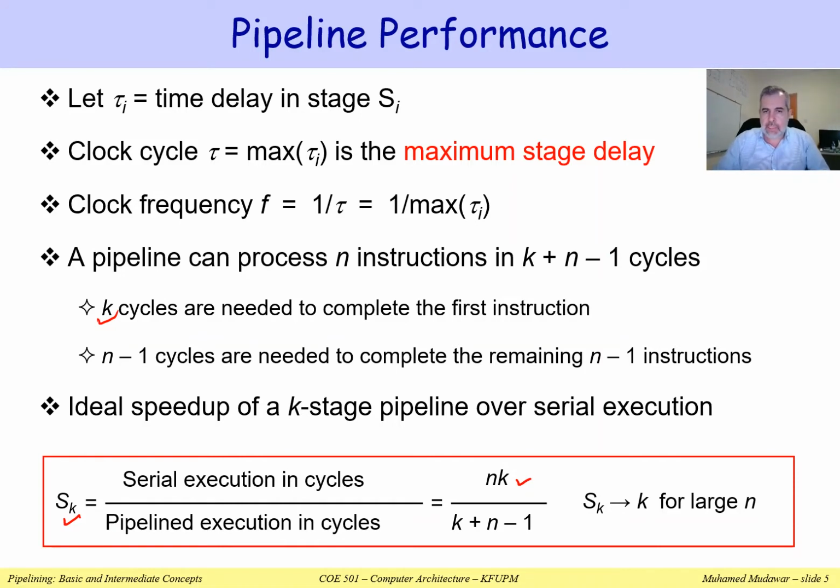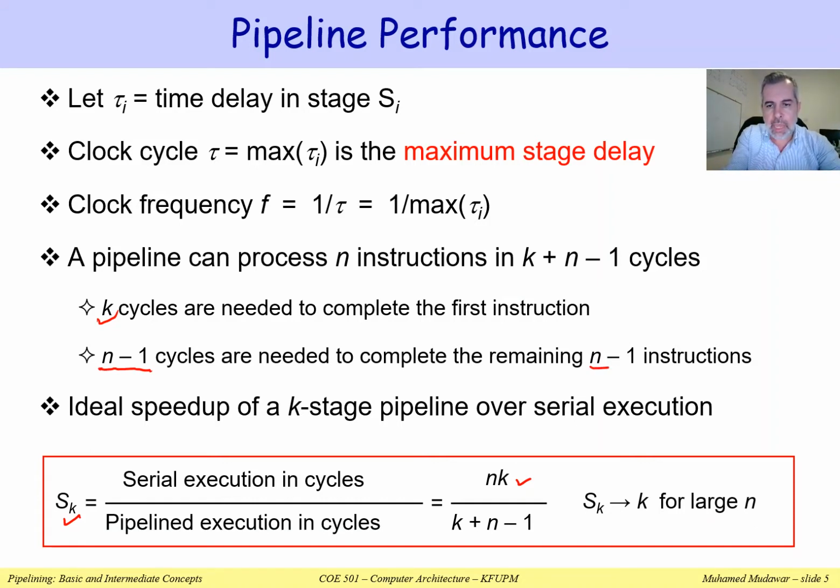Now, once the first instruction has completed, the second instruction is just after it in the pipeline. So each instruction after the first one will require only one cycle to complete. Because of pipelining, the instructions are going to complete at the rate of one instruction every clock cycle. So the remaining n-1 instructions will require only n-1 cycles.